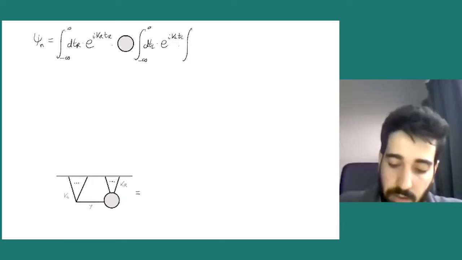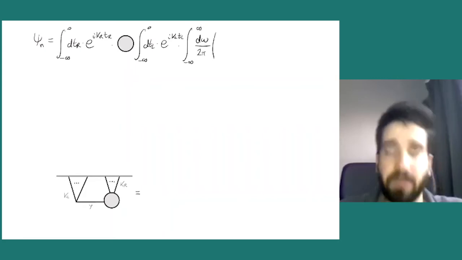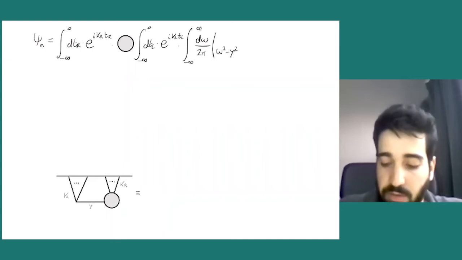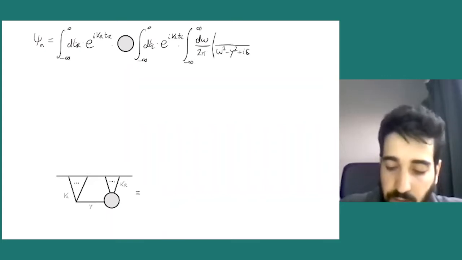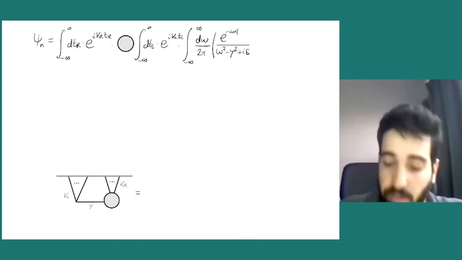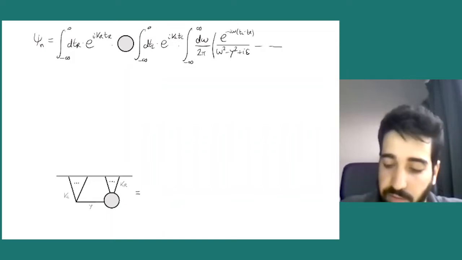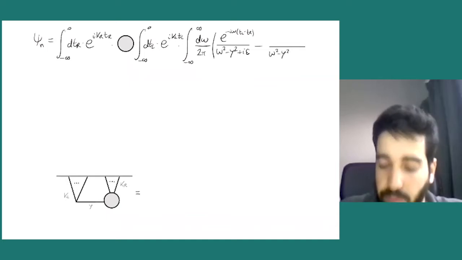So I substitute this bulk-to-bulk propagator, and I'm going to use this frequency representation of the bulk-to-bulk propagator, which is not the expression that I showed you yesterday. This is an alternative representation, which is going to be more useful for this particular computation. But you can convince yourself in 5 minutes that this representation is equivalent to the expression that I gave you yesterday.